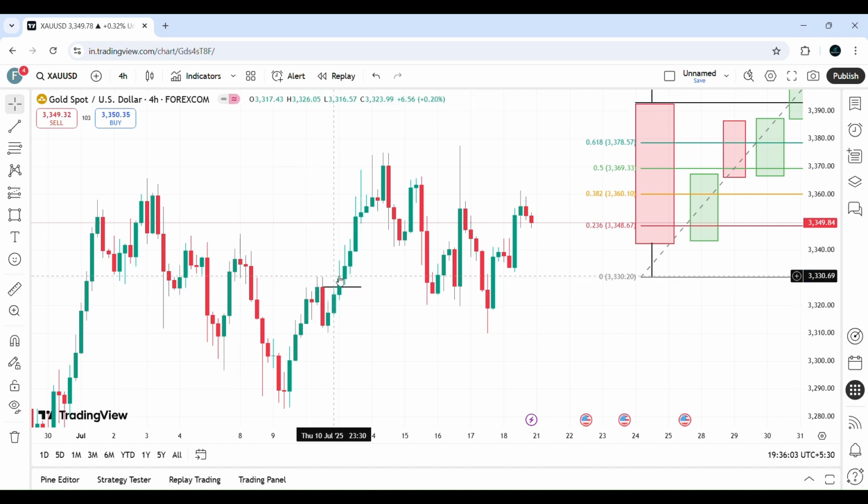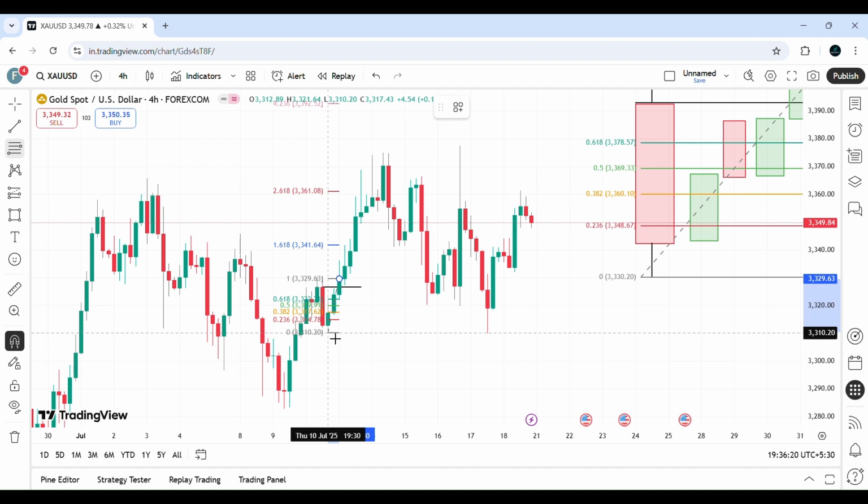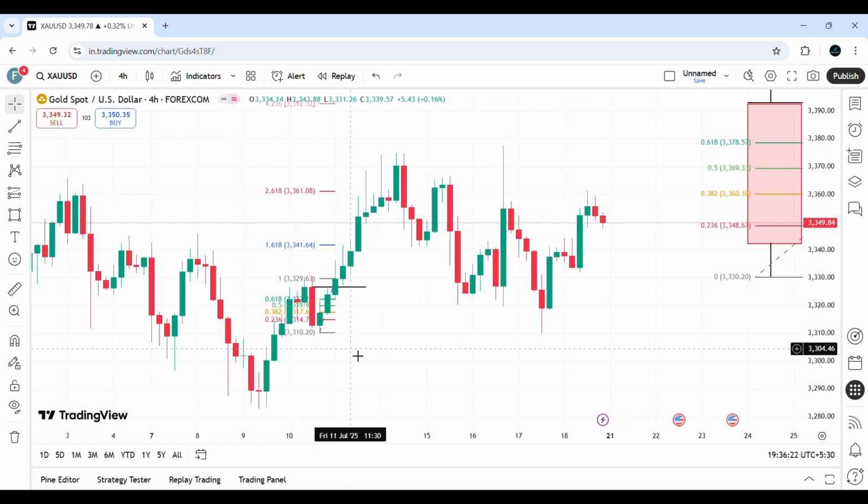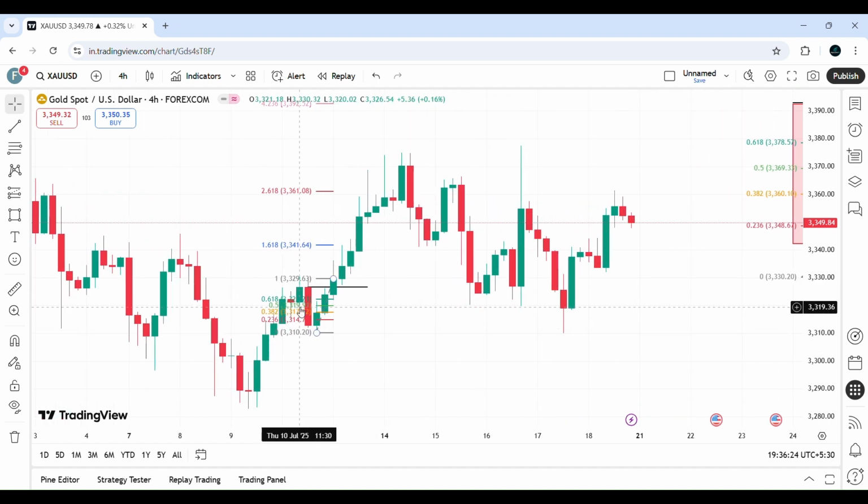This is the candle that broke this bearish candle. This was the third candle that broke this bearish candle. So what we do is we pull the Fibonacci. We pull the Fibonacci from the close of that candle to the swing low. The swing low could be a bullish candle or bearish candle, whichever swing comes lower, you select that one.